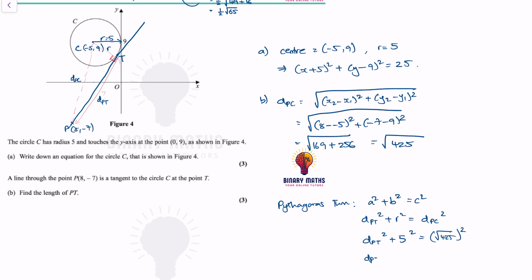So if I simplify this, I get 25. Square root of 425 squared gives me 425. So PT squared is equal to 425 take away 25, which is 400, which means PT is square root of 400, which is equal to 20. And that is the solution.